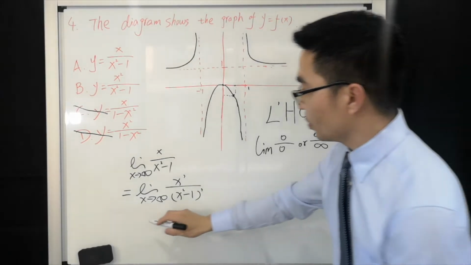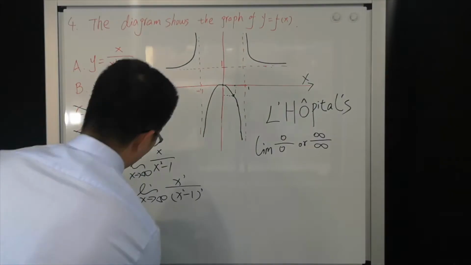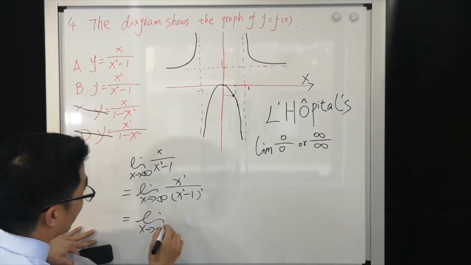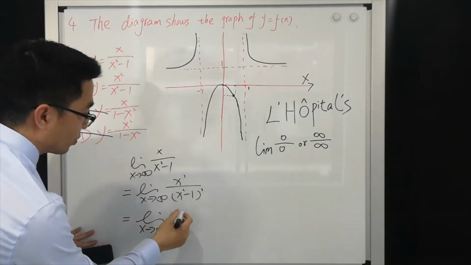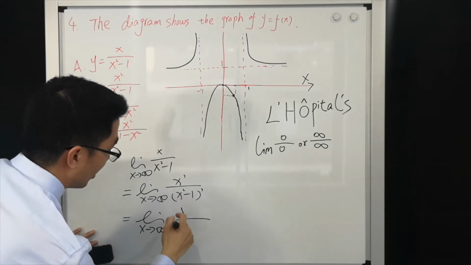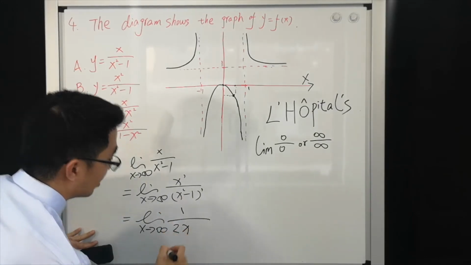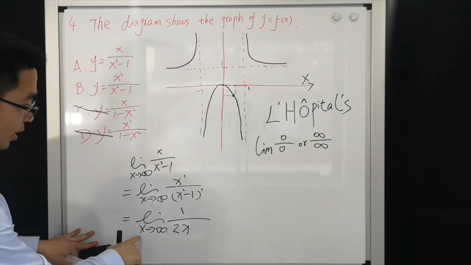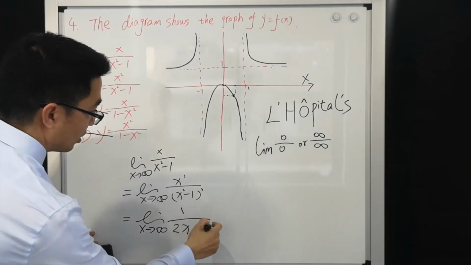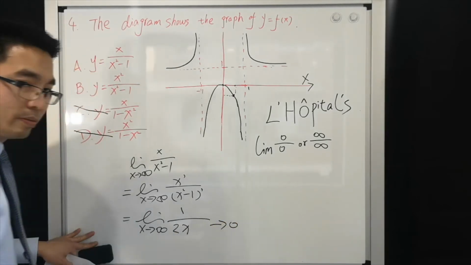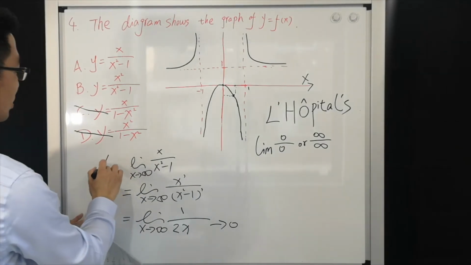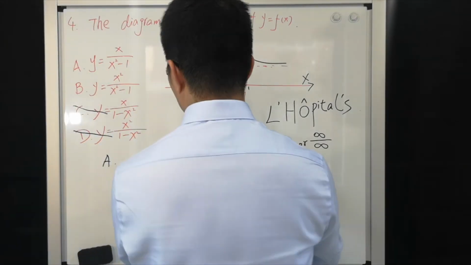Okay, here we have the limit as x goes to positive infinity of the derivative of x, which is 1, divided by the derivative of the denominator, which is 2x, right? So when x goes to infinity, this goes to 0, right? And for B, this one was A, so this one is B.